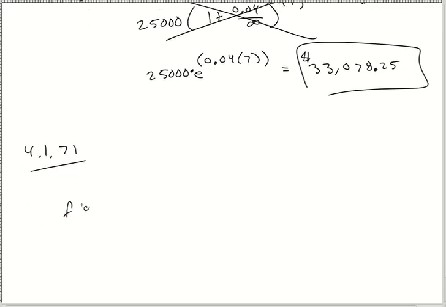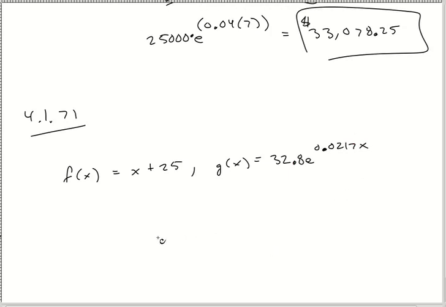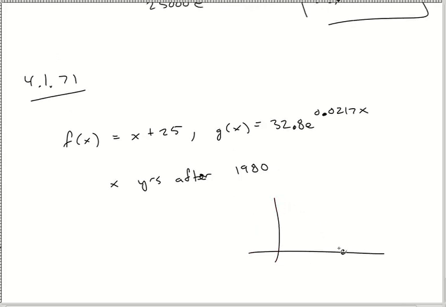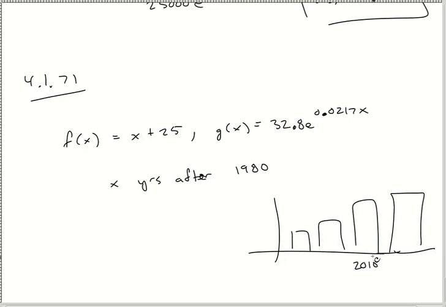So I've got f of x. Oh, this is a word problem, by the way. f of x is equal to x plus 25. And then I have a g of x, which is equal to 32.8 e to the 0.0217x. And they're saying that x is years after 1980. They also have a bar graph associated on the side here. Kind of looks like this here. And here they are talking about 2010 in particular, and I have a 62 up there.